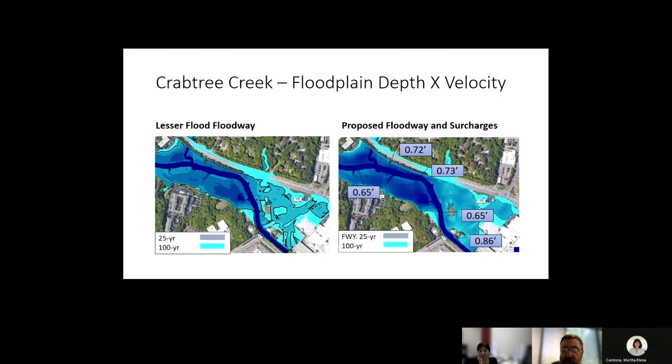But Martha makes a good point here, is she starts looking at storm events. And it's interesting that a 25-year storm event is giving surcharges that are less than the target. So maybe the solutions are combinations of D times V and/or storm events for different types of watersheds. With that, that concludes our presentation. Thank you very much.